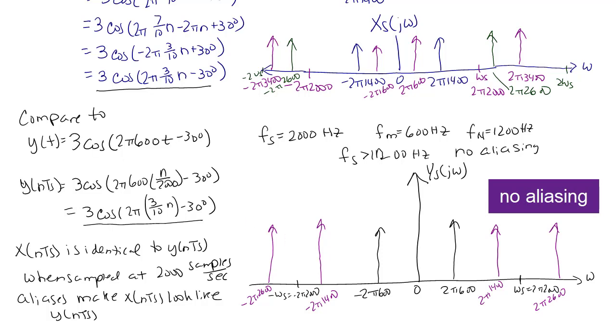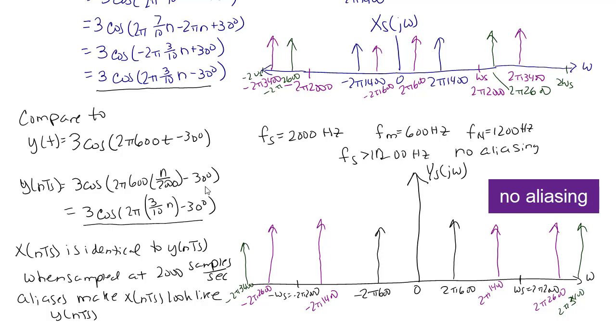If I was to go on and draw the next samples, 2 pi 4000 minus 600 would put a copy right here at 2 pi 3400 and a copy down here at negative 2 pi 3400. And what you should see here is that although maybe not to the same scale, all of the copies are at the same locations: 2 pi 600, 2 pi 1400, 2 pi 2600, 2 pi 3400. And the same on the other side. So in the frequency domain, these look identical.